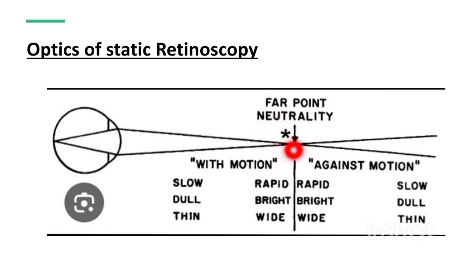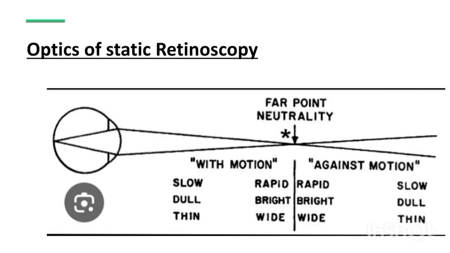So when we hold this retinoscope exactly at this far point, we will get the neutral movement. After crossing the far point, we will get against motion, and before reaching the far point, we will get with motion. So in this concept, maintaining the correct working distance during the procedure is very, very important.